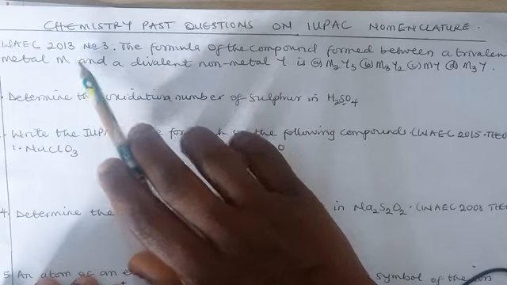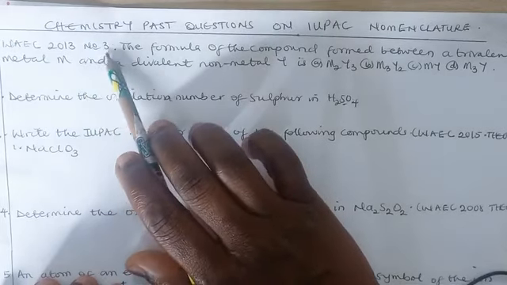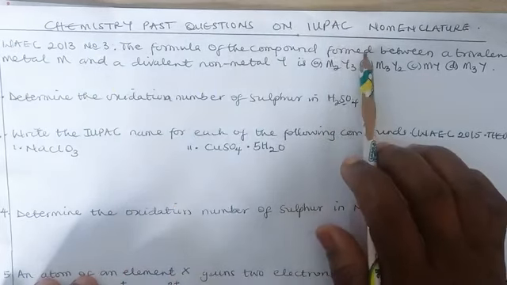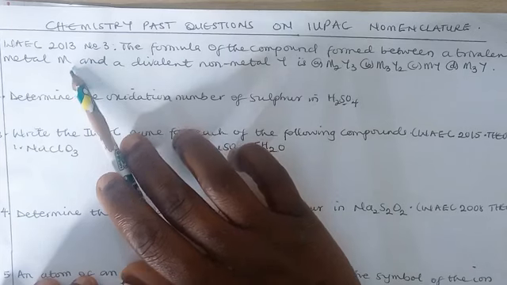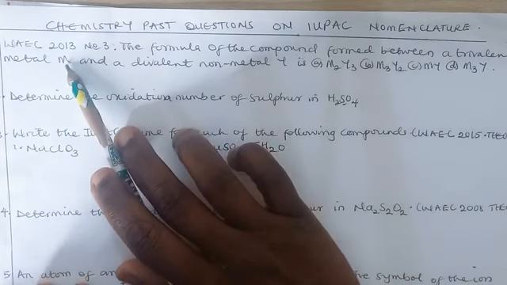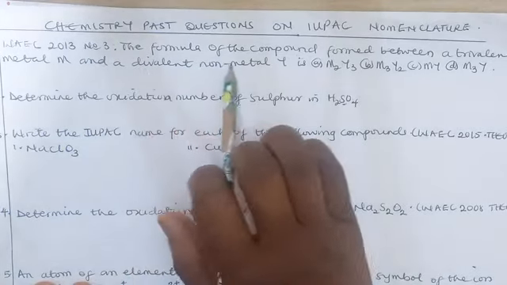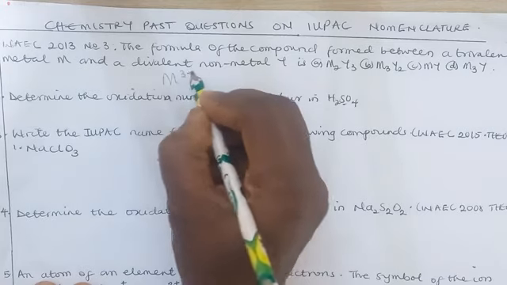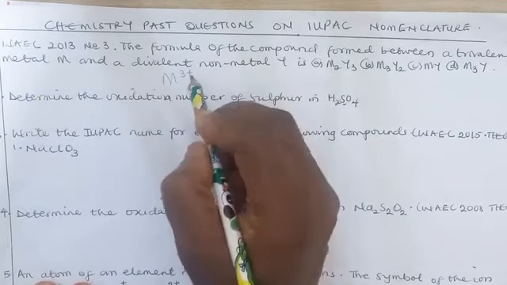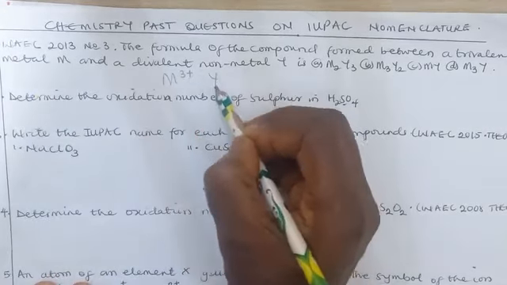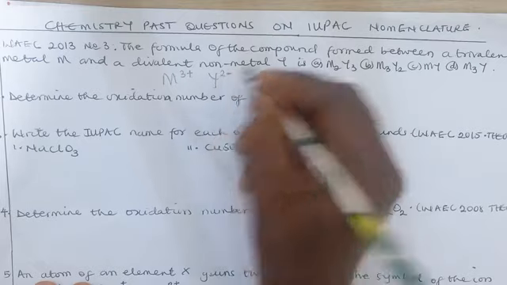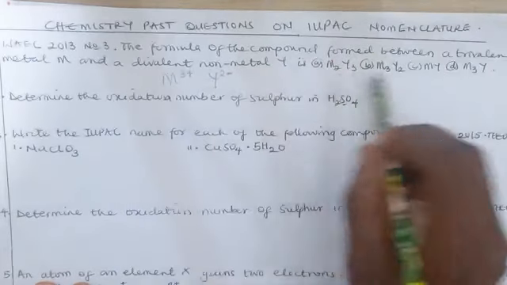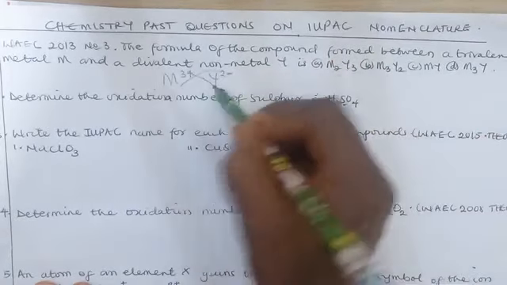So the first question here is WAEC 2013 number 3. The formula of the compound formed between a trivalent metal M and a divalent non-metal Y is what? Trivalent means it has 3 oxidation number. So if M is trivalent, that's +3, and if it is a metal, metals are usually positively charged, then divalent plus -2, which is a non-metal. What is the compound formed? You do this by exchanging the valence.